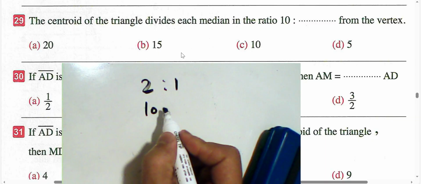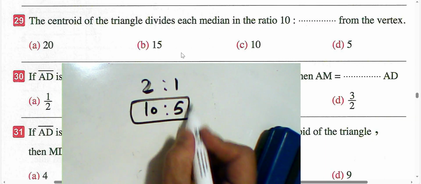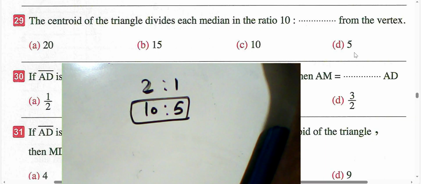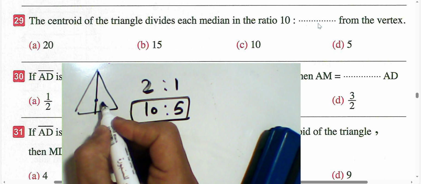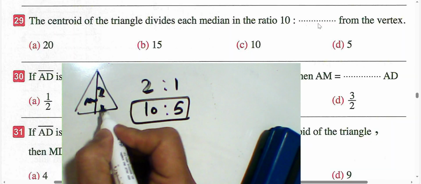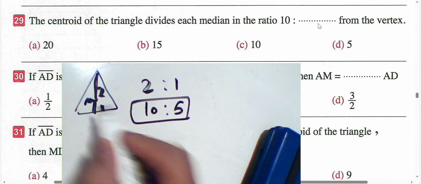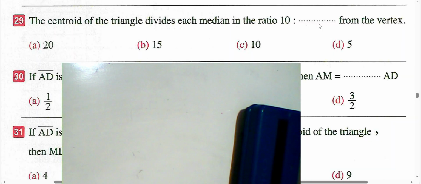But he gave the answer 10. 10 to what? 10 to 5. It means the answer here will be 5, because 10 is twice 5. From the vertex like this, we have a median, and here the centroid divides it 2 and 1. If this line segment was 10, this line segment will be 5. The ratio will be 10 to 5.